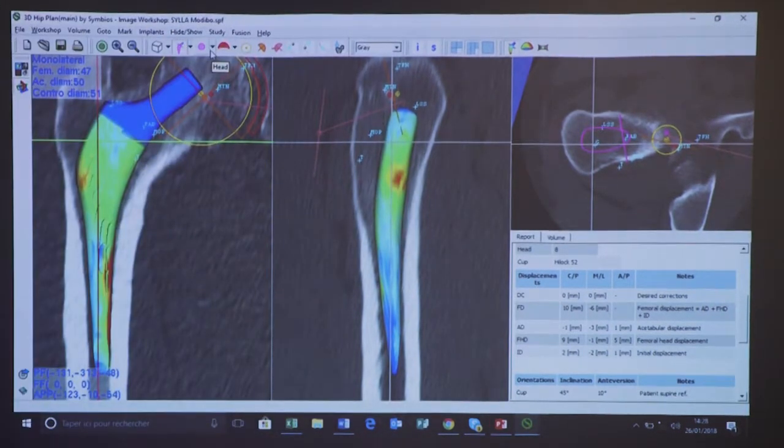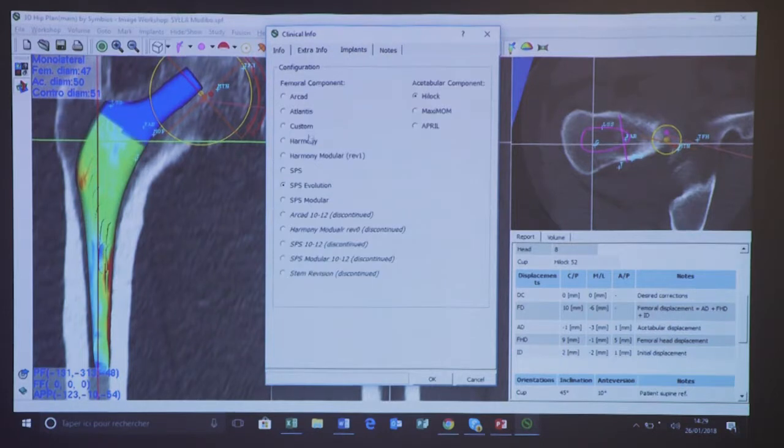So the first possibility is to go for a lengthening of 1 centimeter and announce this to the patient. You have to announce it very clearly, write it in the medical observation, and avoid any kind of legal action afterwards. If the patient is okay with this, we can go. Otherwise, in this case, also because he was very young, I prefer to go for a custom stem.